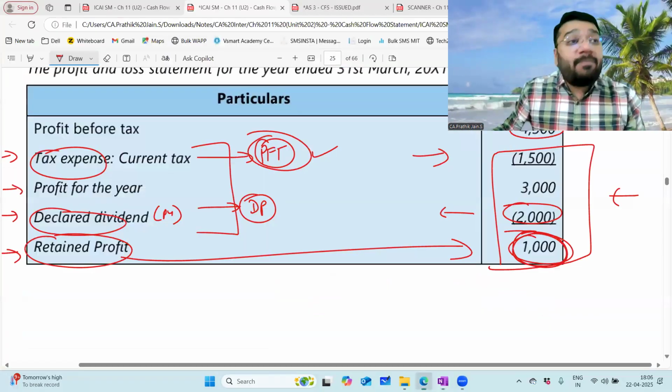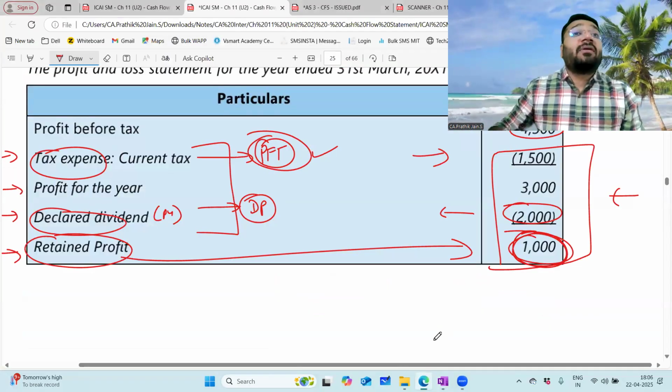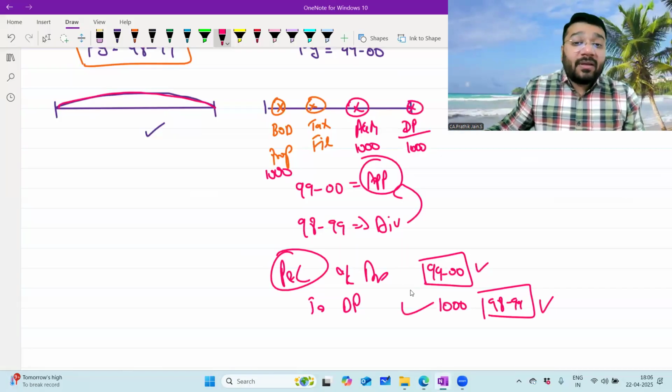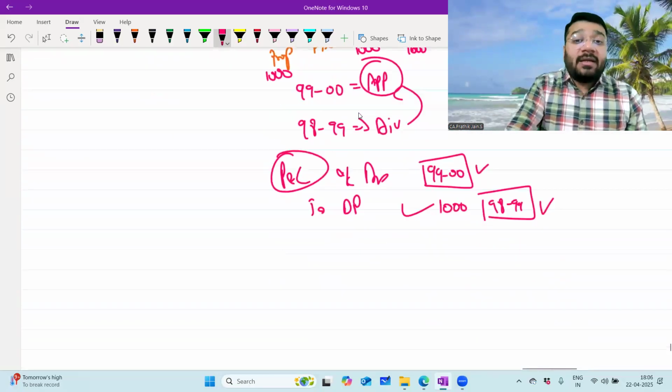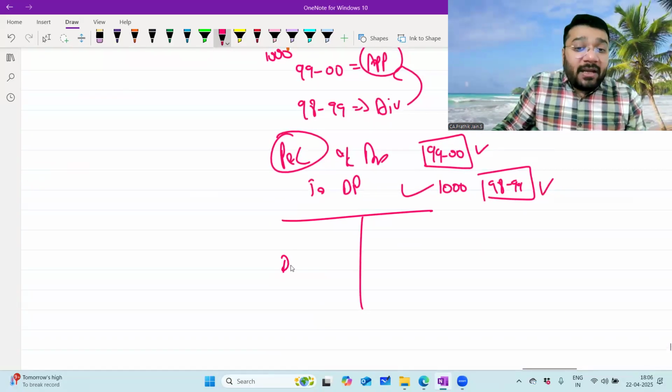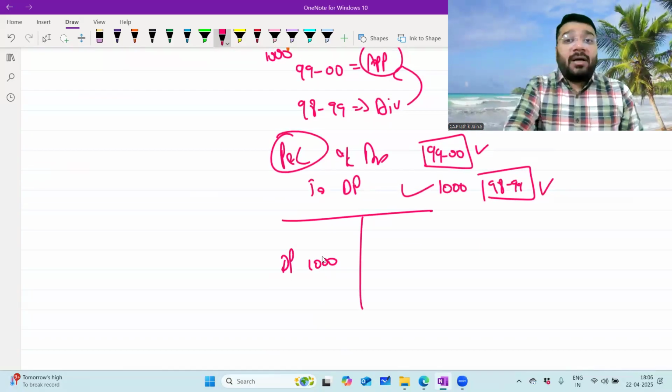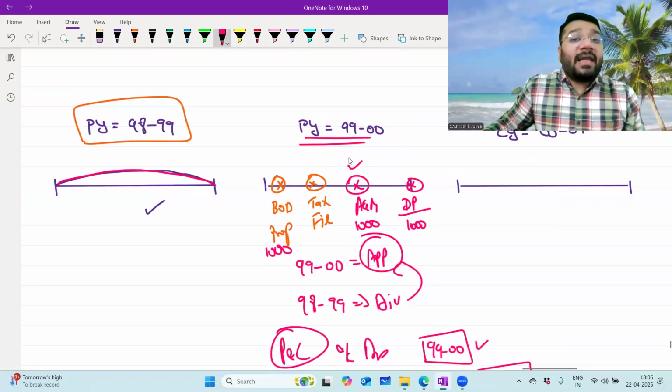So now how much is dividend payable in my balance sheet? 1000. Of which financial year? In 99-2000. If I see the balance sheet of 99-2000, dividend payable 1000 should be reflecting. Because AGM was held, declaration of dividend was done.